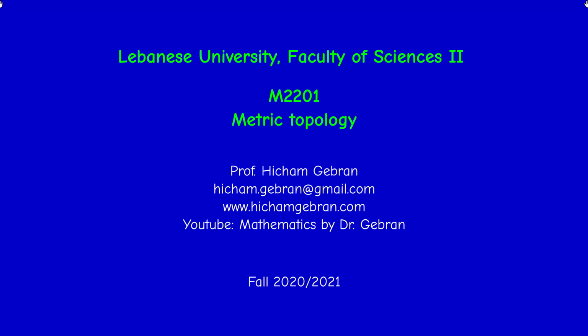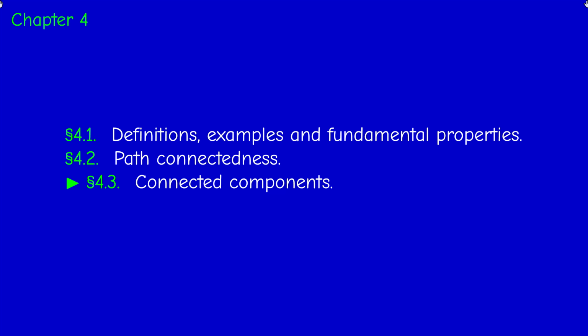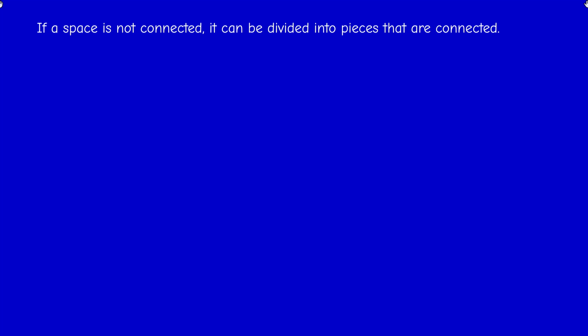Welcome back. In this video, we are going to finish chapter 4 by covering the last section about connected components. As you know by now, not every topological space is connected. When it's not connected, it can be split into pieces. And these connected pieces are called the connected components of the space. Okay, so now, of course, we need to give a more precise definition.